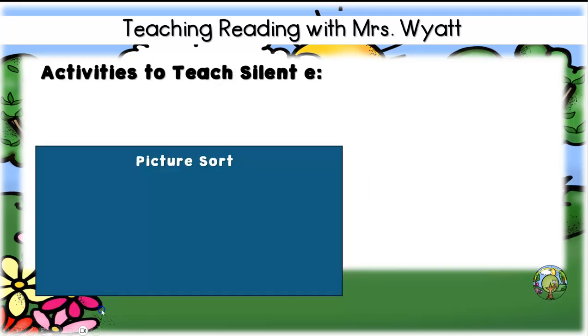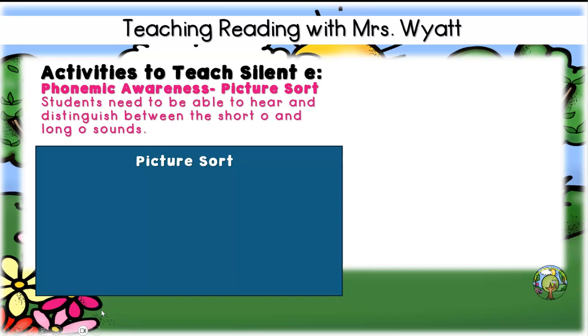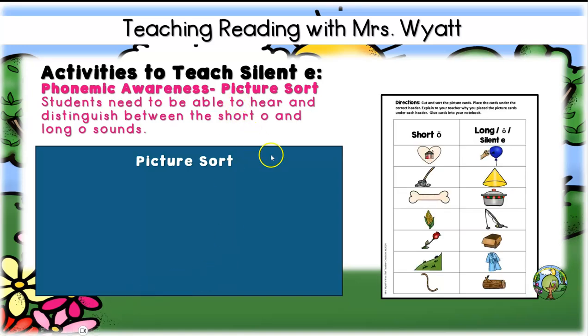So activities to teach the silent E pattern. The first activity that you want to do is a phonemic awareness activity. There are multiple activities that you can do to help students with phonemic awareness. This one is a picture sort. So you want students to be able to hear and distinguish between the short and the long vowel sounds. So for this sort, it's for short O and long O. And it's important that if students don't know the name of the picture that you tell them, because what you're determining is can they differentiate between those two sounds.